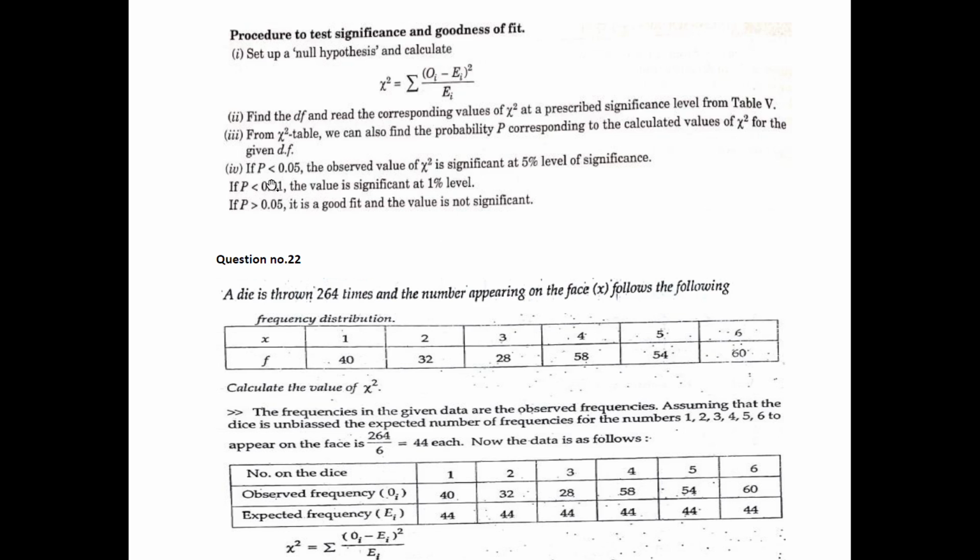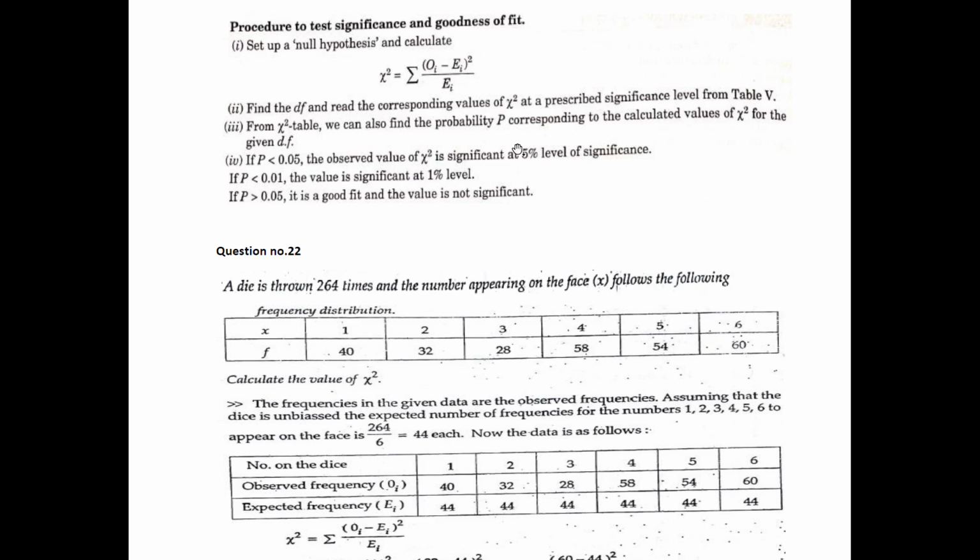Suppose if the P value is less than 0.05, the observed value of chi-square is significant at the 5% level of significance. If P is less than 0.01, the value is significant at the 1% level. If P is greater than 0.05, it is a good fit and the value is not significant. These are the three conclusions we can make using the probability value. So let's discuss a few examples.